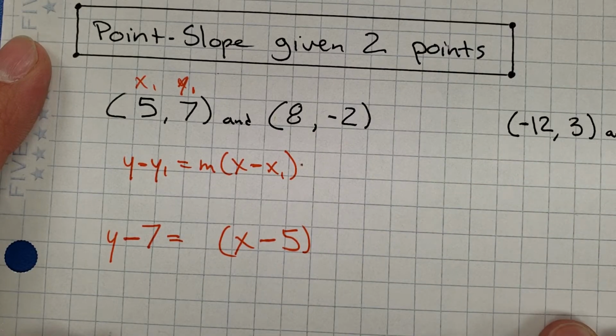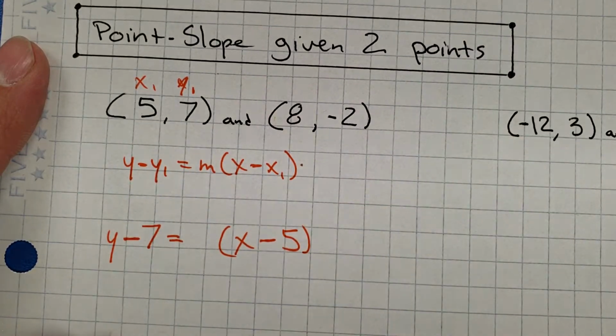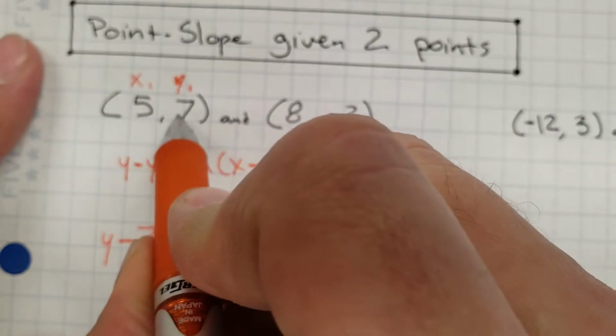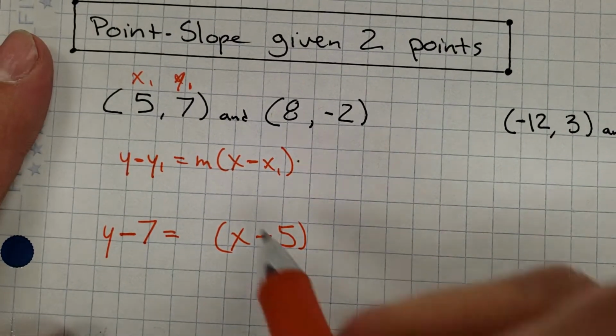I think Schoology says, hey, use the first coordinate point. Okay, use the first coordinate point. So use 5 and 7 in your formula. Now I just got to find slope.